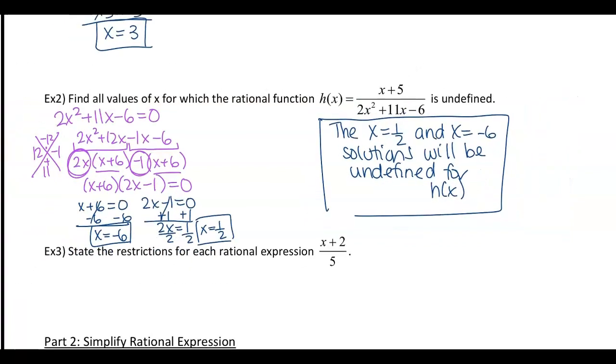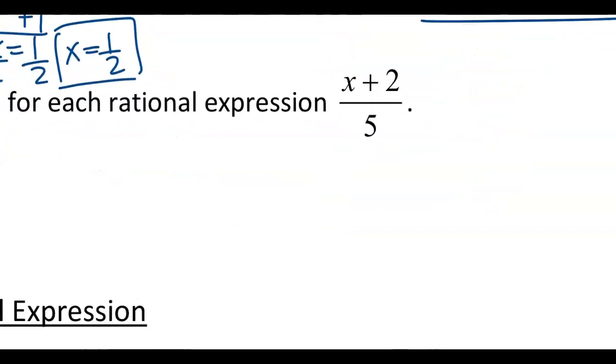All right, let's look at example 3. For example 3, this one says, state the restrictions for each rational expression. Well, there's just one, and that's x plus 2 over 5. If you're looking at this, the first thing I need to look at is my denominator. So I'm going to zoom in a bit. In this denominator, I have a 5.